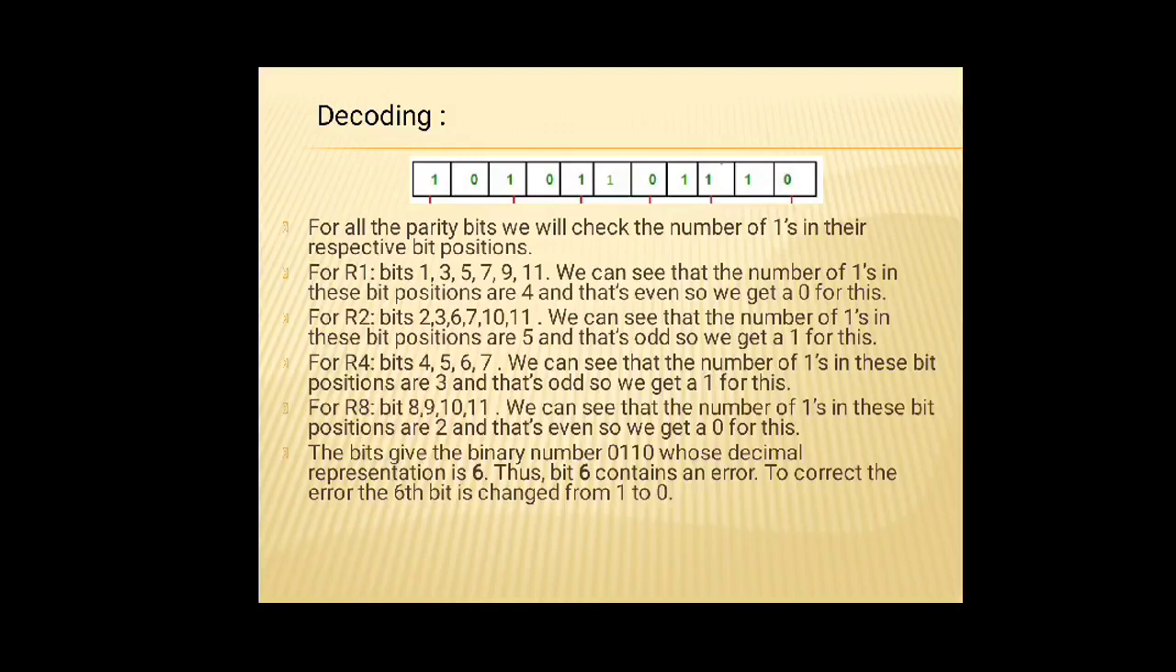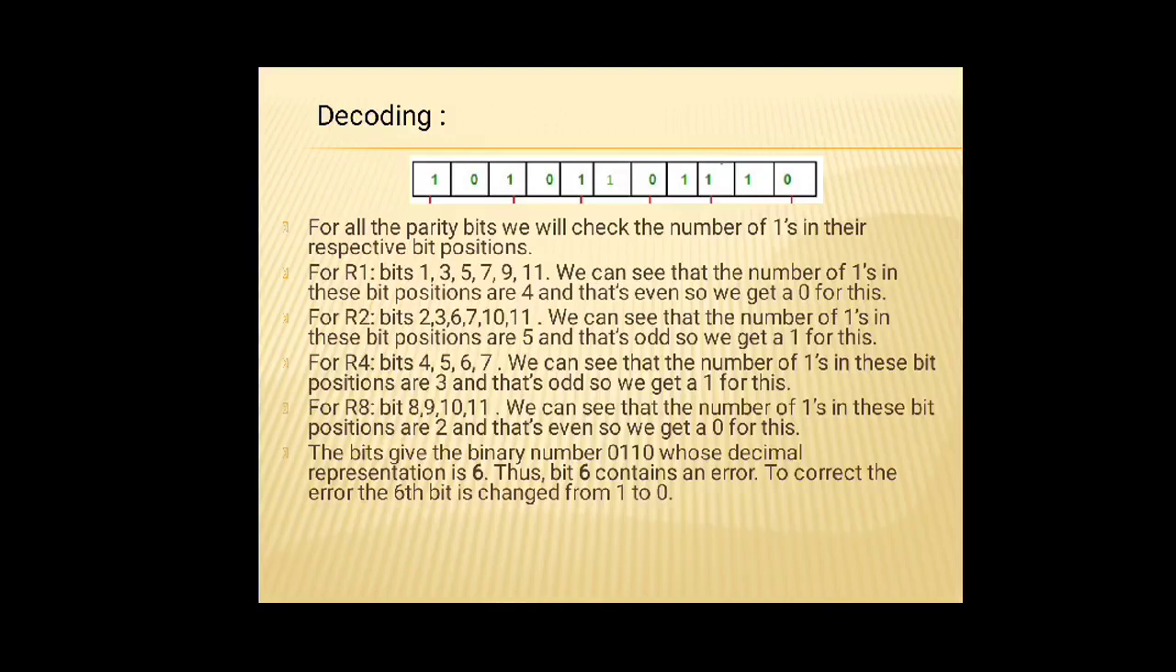So how will we find that? For R1, bits 1, 3, 5, 7, 9, 11, we can see that the number of ones in these bit positions is 4 and that's even, so we get a 0 for this. Same for the R2 bits 2, 3, 6, 7, 10, 11. We see that the number of ones in these positions is 5 and that's odd, so we get 1 for this. And so on we do it for R4 and R8.